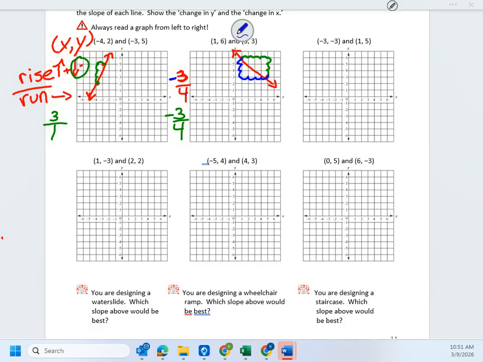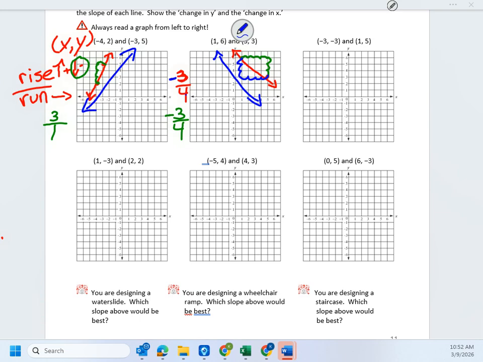Look at our 2 lines. Our positive line is going up. Our negative line is going down. Whenever you see a line that's going up, you know it's going to be a positive slope. Whenever you see a line that's going down, you know it's going to be negative.